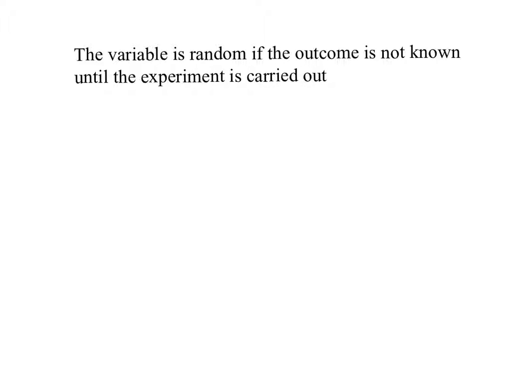This one is a bit obvious. The variable is random if the outcome is not known until the experiment is carried out. So it'd be interesting to think of an experiment where you do know the outcome, and if you can think of one of those, then that variable is not random.